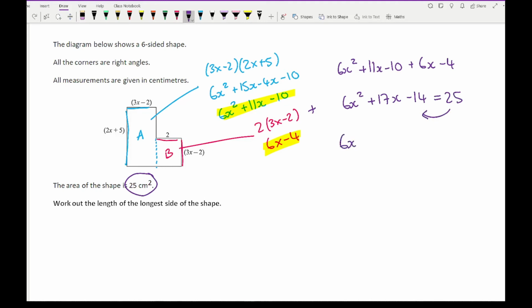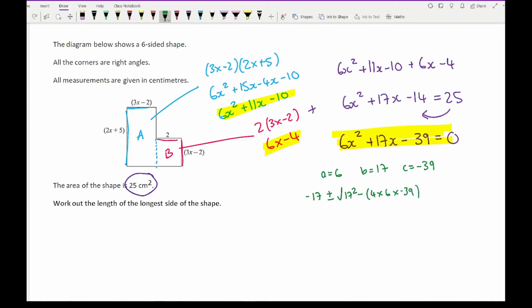So what I've got is 6x squared plus 17x minus 39 equals 0. Now this is what I need to go on to solve. So again, I'm going to go straight into the quadratic formula. I've got a equals 6, b equals 17, and c equals minus 39. So type this in, I've got minus 17 plus minus the square root of 17 squared minus 4 times 6 times minus 39. Again, not the nicest of numbers at all, but you have got a calculator to assist you with this.